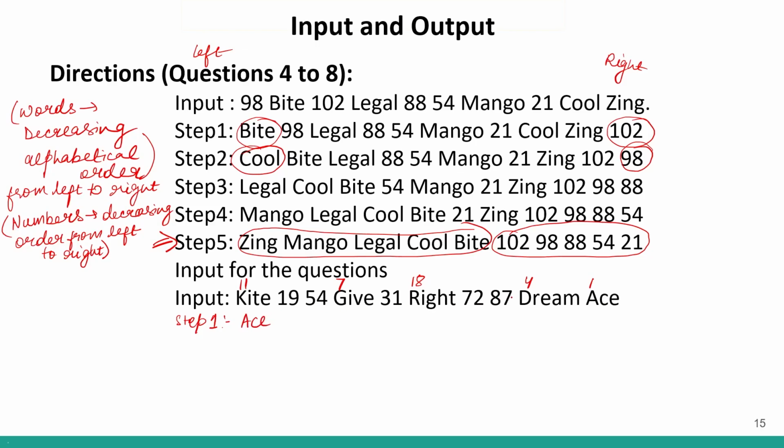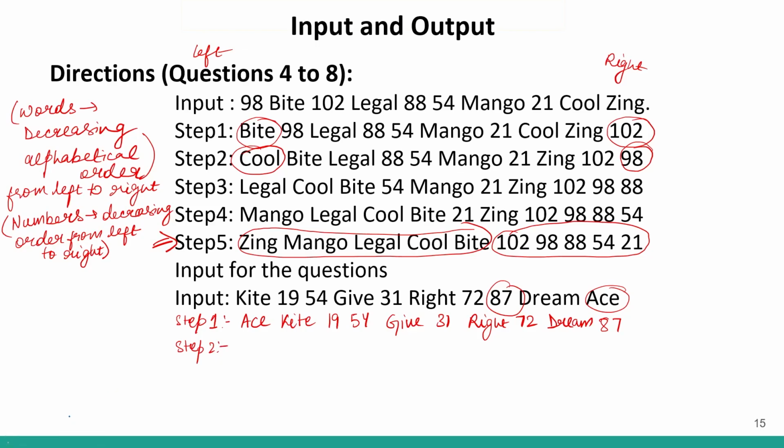And if I look at the numbers, which is the largest number? The largest number is 87, so it will come on the outside. The rest of the arrangement will remain the same. So it will be ace, kite, 19, 54, give, 31, write, 72, and dream. This will remain the same. Only one word and one number have changed position.